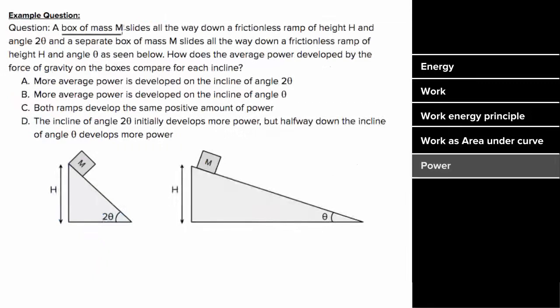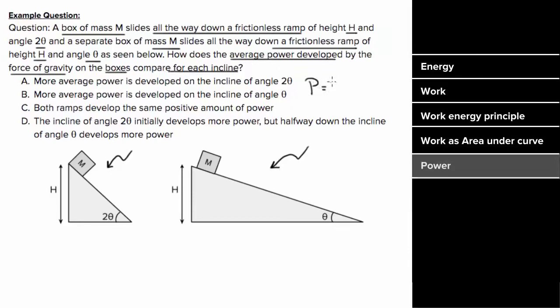Let's say a box of mass m slid all the way down a frictionless ramp of height h and angle 2 theta, as seen in this diagram, and a separate mass m slides all the way down a frictionless ramp of height h and angle theta, as seen in that diagram. And we want to know how the average power developed by the force of gravity on the boxes compares for each incline. So we use the formula for power.